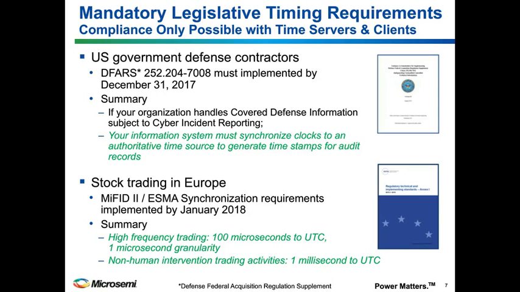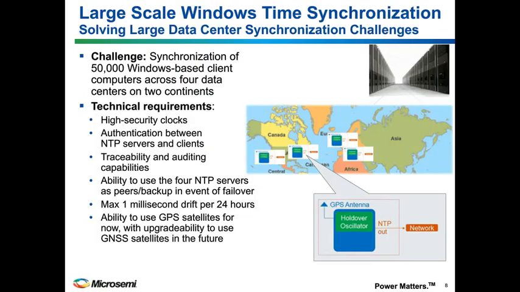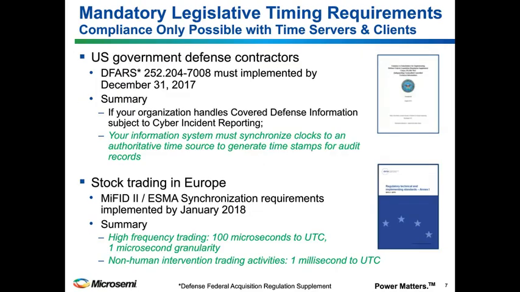The next one, stock trading in Europe. There's a new requirement there. MiFID II. High-frequency trading folks are going to be required in January 2018 to maintain 100 microseconds UTC. And if it's not high frequency, but if it's automated, 1 millisecond UTC. So the key takeaway here is, sure, accuracy is important, but also, since it's a legislative requirement, if, say, a connection to GPS was lost, they have to maintain that time even if they're not connected to GPS.